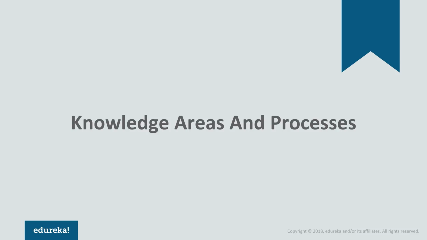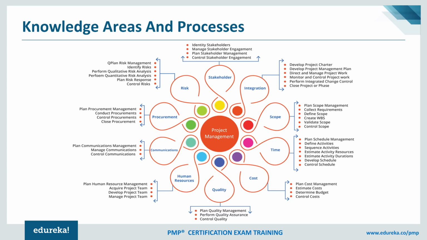Then let's move on to the knowledge areas and processes. Now, since you all aspire to become certified project managers by completing your PMP certification successfully, it's important to learn about the knowledge areas and the processes that are published through PMBOK, which is the official guide by the PMI. So in PMBOK, you'll find there are 10 different knowledge areas and 49 different processes. So if you count these processes, there are 49 of them and there are 10 knowledge areas.